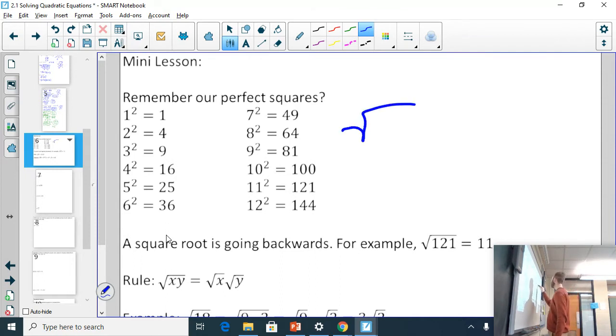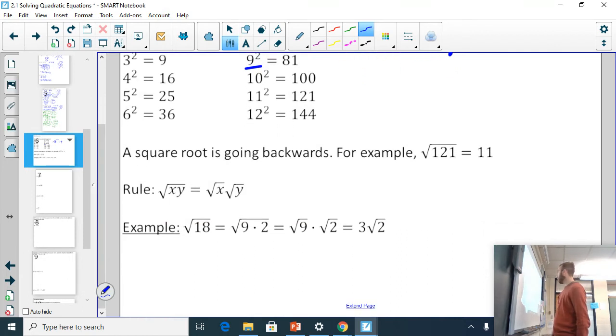So the square root of 81 is 9. That's going the other way. The square root is saying what squared is 81, and the answer is 9. And so here's a couple rules on square roots. If you have the square root of x times y, that's the same thing as the square root of x times the square root of y. And this helps us simplify.